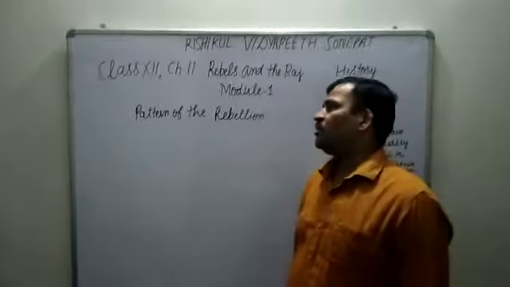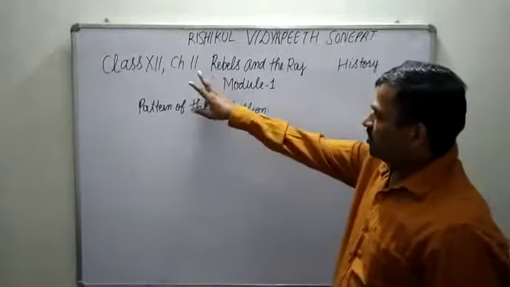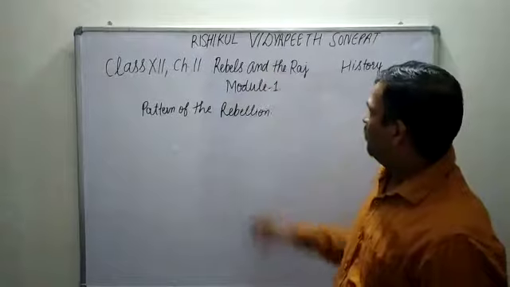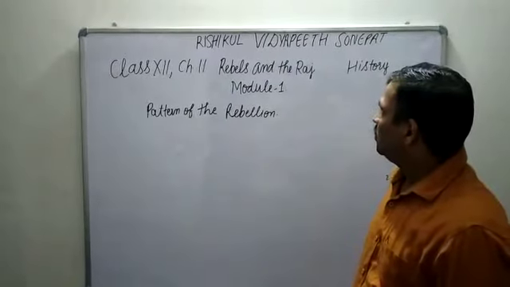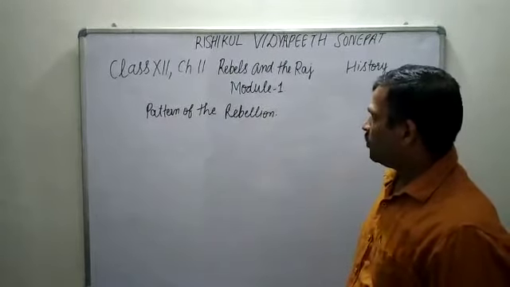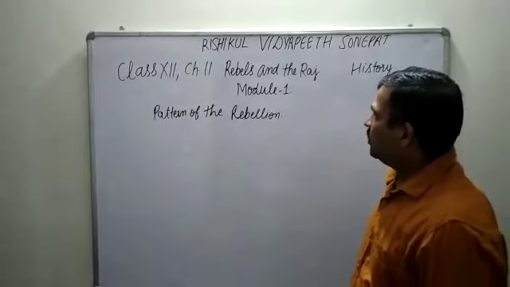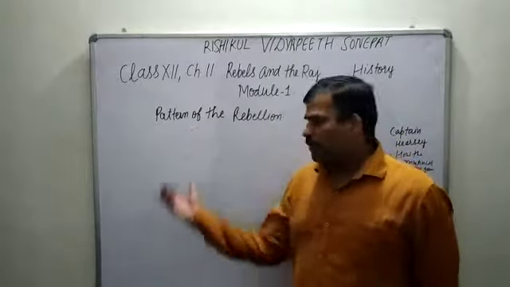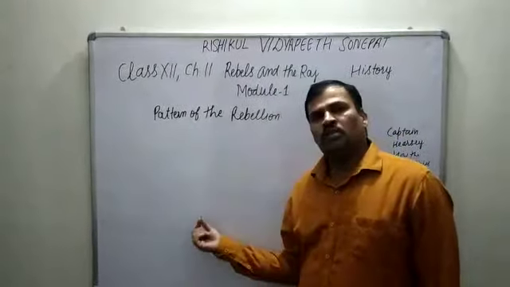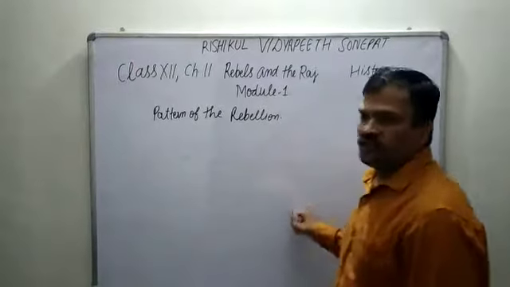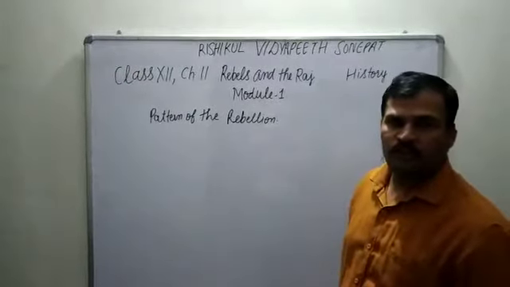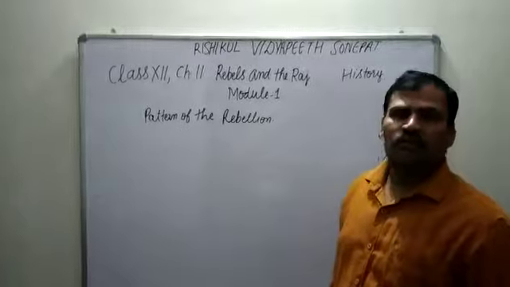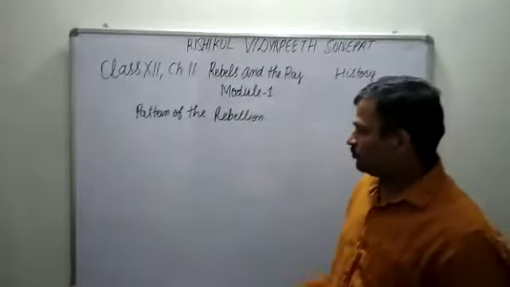Welcome to online teaching. Today we will discuss chapter 11, Rebels and the Raj. This is module first, okay? This is the chapter that we will be discussing. This is about India's first revolution of independence, that is the 1857 revolt. Okay.